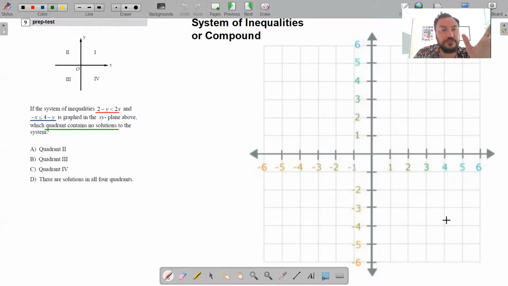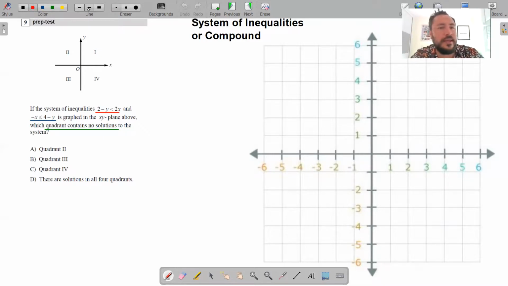This question is from a preparation test. The question is saying, if the system of inequalities 2 minus y less than 2x and negative x less than or equal to 4 minus y is graphed in the xy plane above, which quadrants contains no solution to the system of inequalities? So what do we have to do? The first step, as always, is to graph these two inequalities.